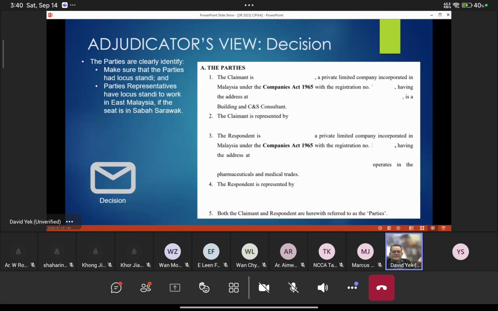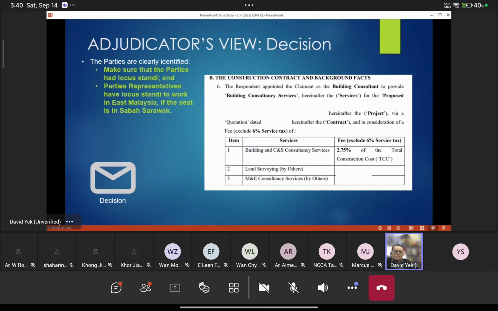Okay, and this is how we put in the parties, the section where the claimant is so and so, whether it is registered under the Company Act or something like that. Then the respondent is so and so, and the respondent is either represented or not represented. So you have to clearly state all these things. Okay, then the construction contract. Now make sure the parties have local standing. That means the parties can represent themselves. Okay, and you have to tell if party representatives also have the local standing to work in East Malaysia or in Sabah and Sarawak.